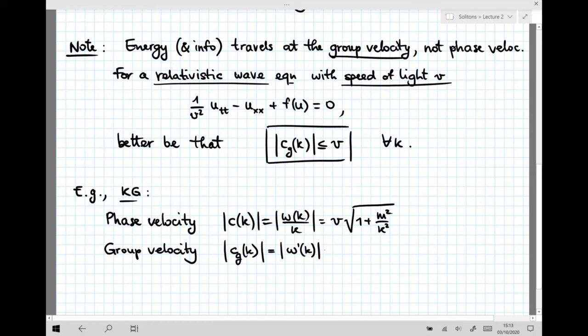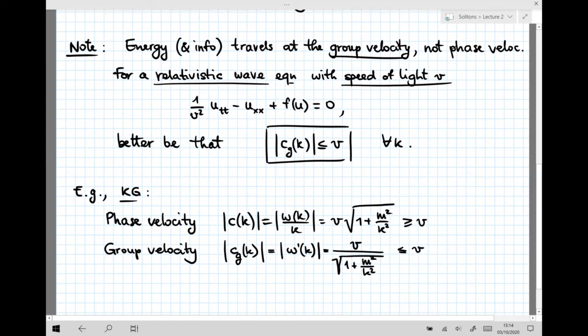So I'll let you do the math. The result, when we take the absolute values, is v over the square root of 1 plus m squared over k squared. Now if we compare the absolute value of the phase velocity and of the group velocity with the speed of light v, we see that since m and k are real numbers, m squared over k squared is positive, and so the phase velocity is always greater than or equal to the speed of light, and the group velocity is less than or equal to the speed of light.